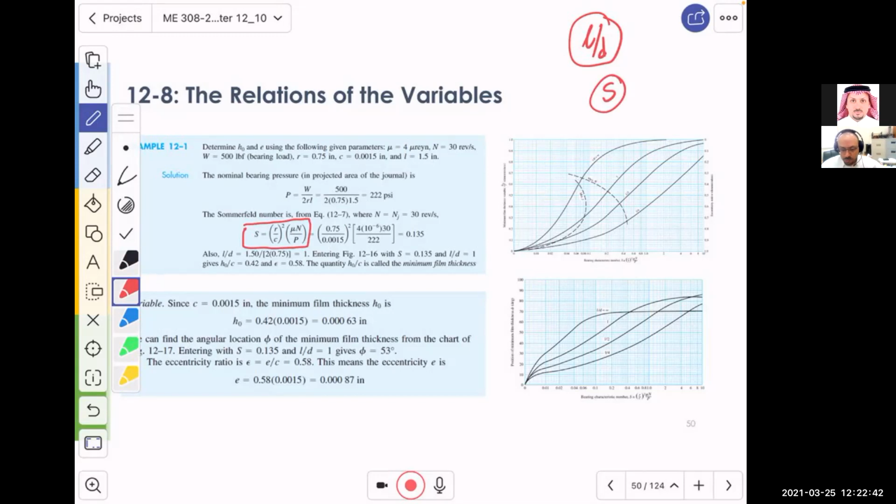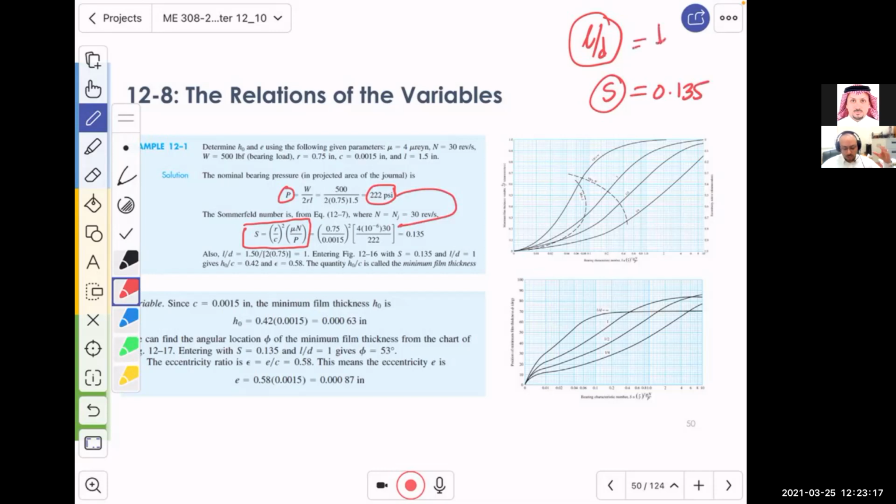If this is not a design problem, then why shouldn't you know the viscosity? Of course, you know it. So in this problem, we realized that one value which was unknown was the pressure. So we calculated the pressure, and it turns out to be 222 psi. We took that pressure value and plugged it into the equation in order to get S, which turns out to be 0.135. We calculated L over D, and it turns out to be 1.